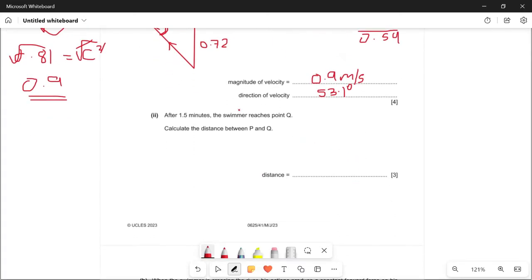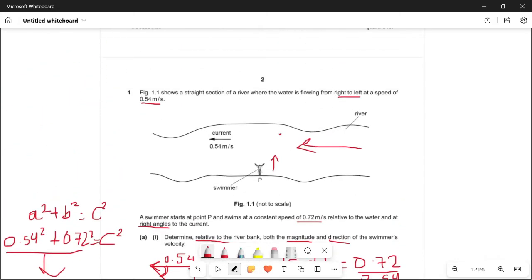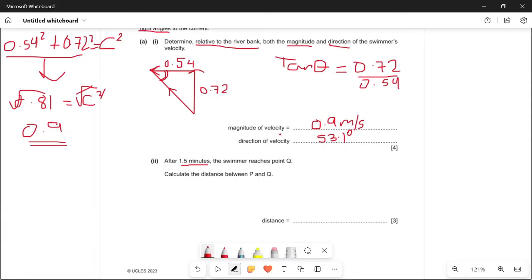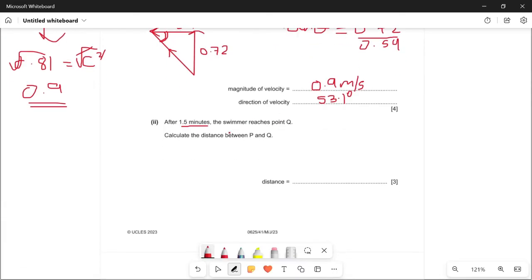Part 2. After 1.5 minutes, the swimmer reaches point Q. Calculate the distance between point P and point Q. Now let's go back to the diagram. Okay, point Q is not mentioned in the diagram. So we have the speed, the resultant velocity, which is 0.9. So let's try over here, 0.9. And we have the time.